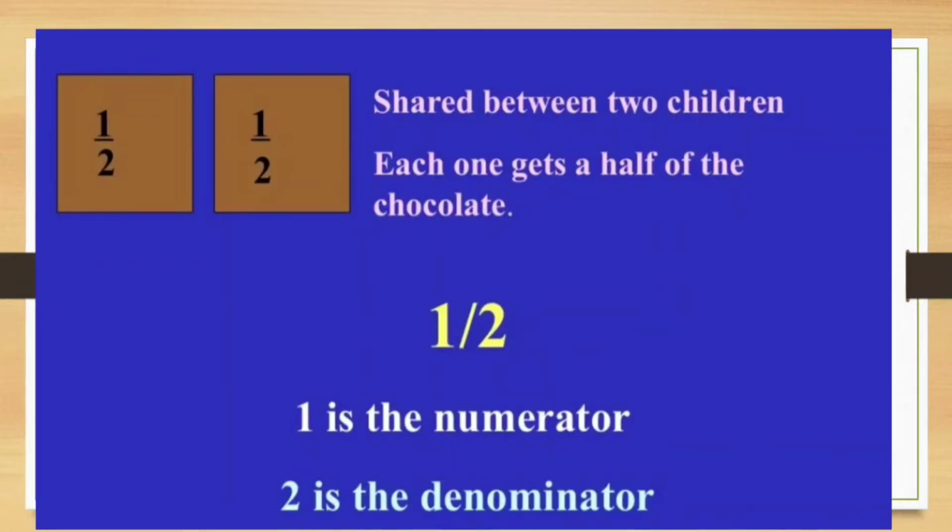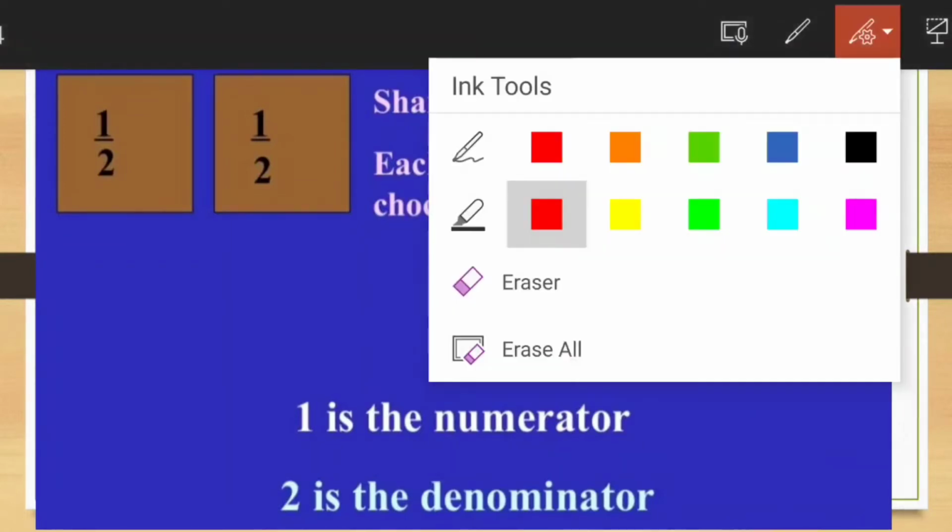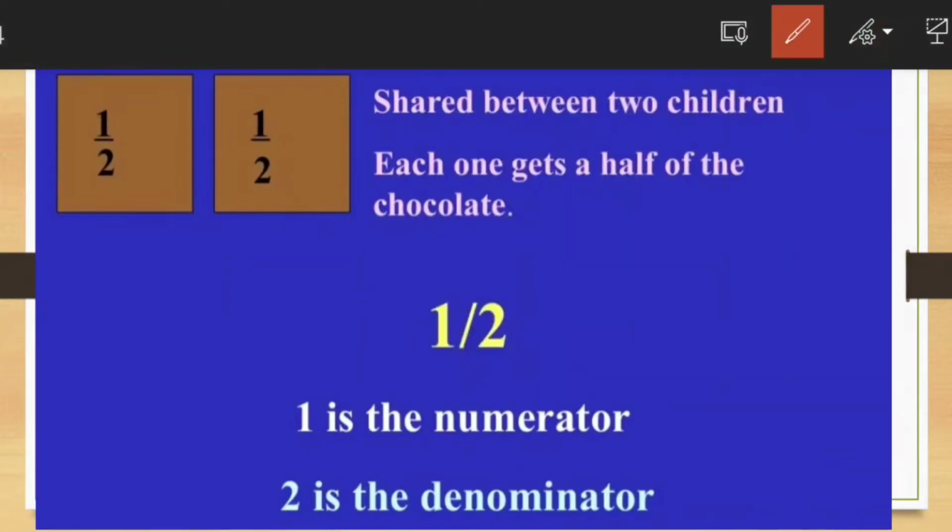So what is written here? See this line, read this line again. 1 is the numerator. What is this 1 which is written on the upside? Numerator. Yes. And what is this 2? Yes, this 2 is the denominator. Some new words came, right? Numerator and denominator. Now what is numerator and what is denominator?